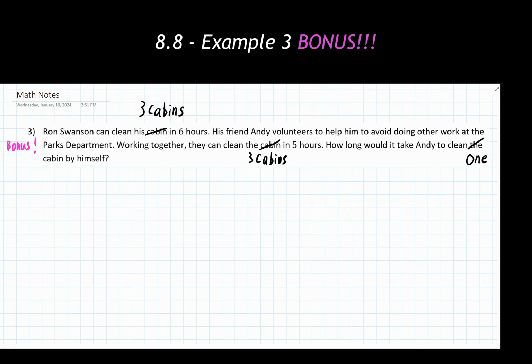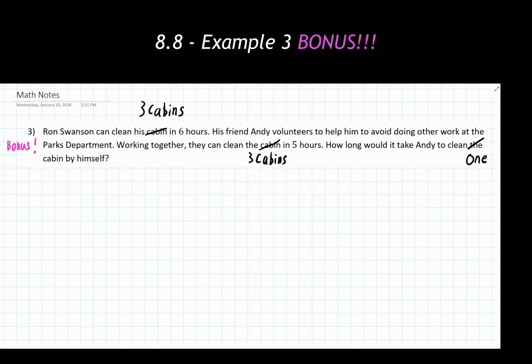For our number 3 bonus version, I'm going to slightly modify the previous one, so a lot of the setup is going to be very similar. We're told with this one, Ron Swanson can clean his 3 cabins in 6 hours. His friend Andy volunteers to help him to avoid doing other work at the Parks Department. Working together, they can clean the 3 cabins in 5 hours. How long would it take Andy to clean 1 cabin by himself?